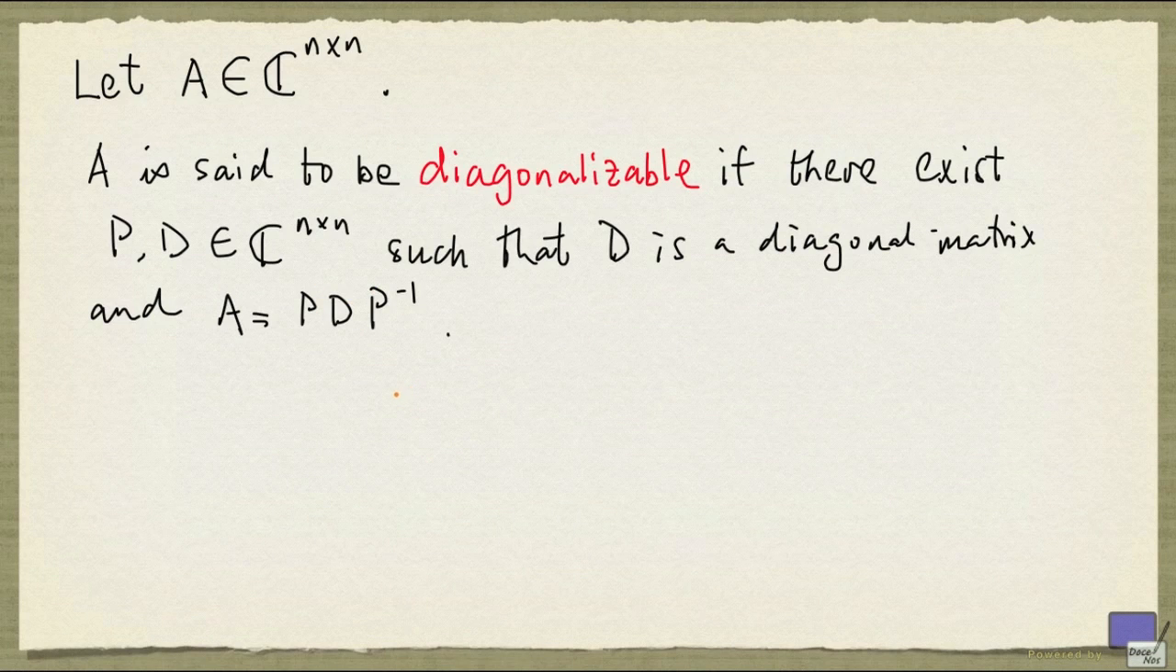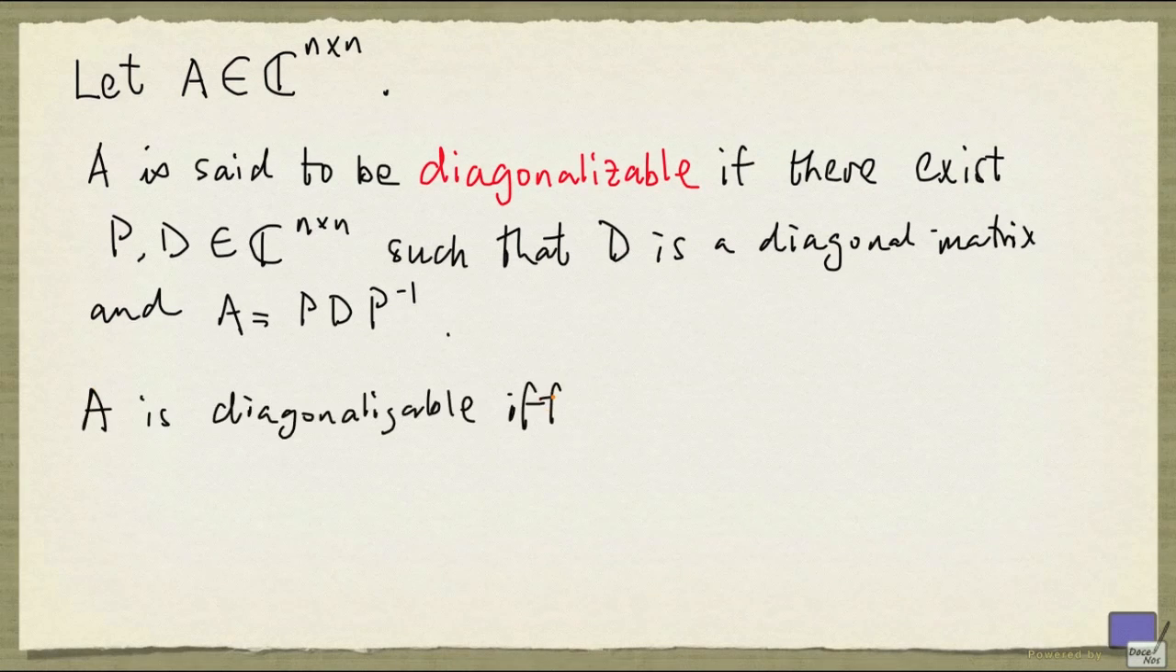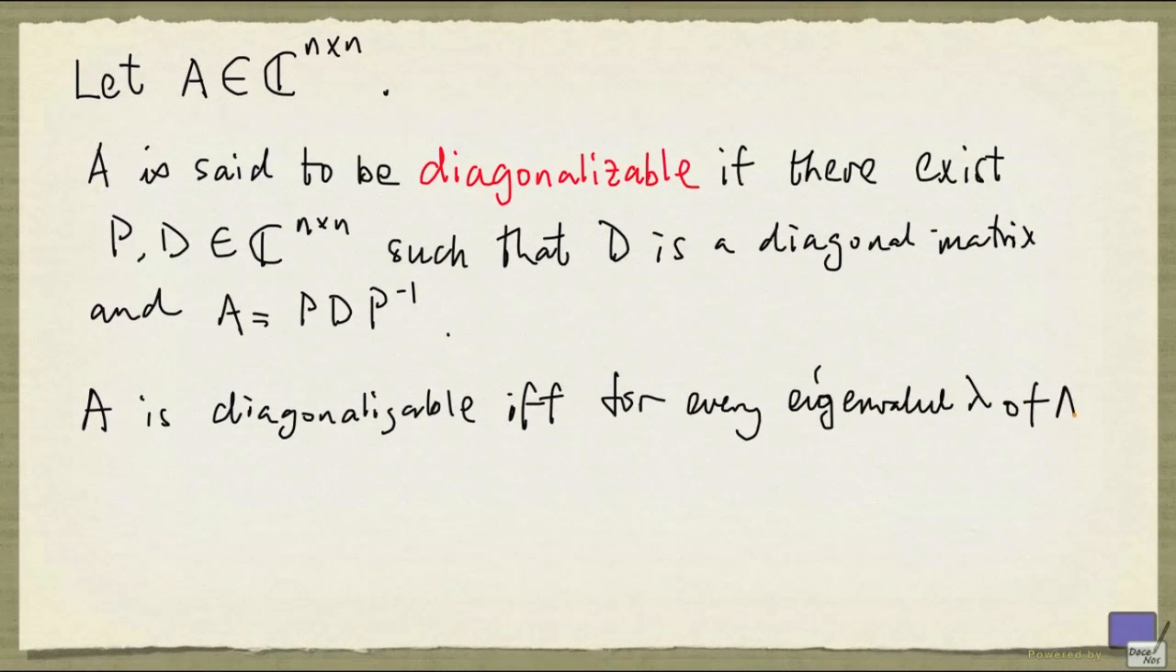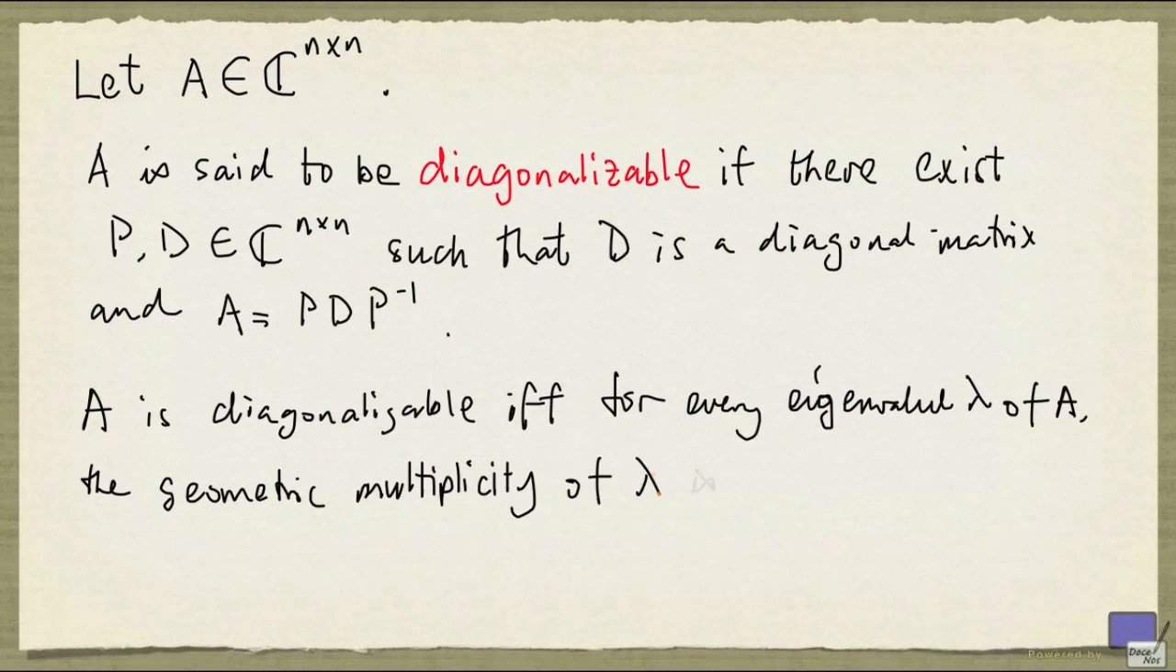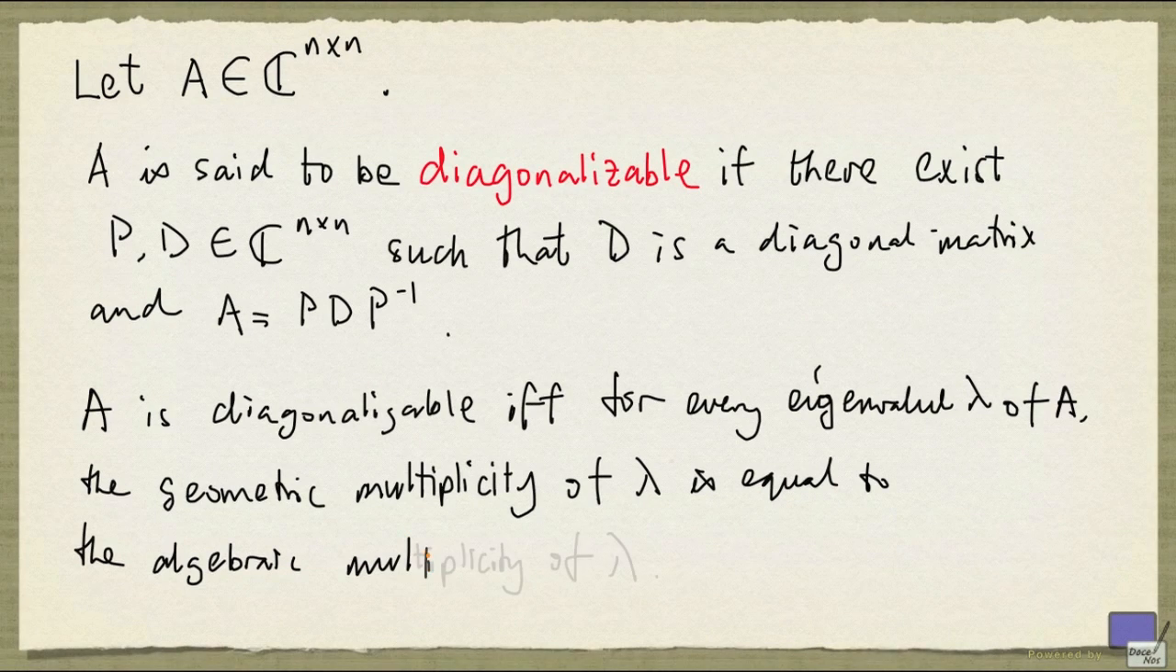There is a simple test for diagonalizability of a matrix, and it's the following. A is diagonalizable if and only if, for every eigenvalue lambda of A, the geometric multiplicity of lambda is equal to the algebraic multiplicity of lambda. An equivalent way of saying this is that the sum of the geometric multiplicities of all the eigenvalues of A is equal to n. Let's take a look at an example.